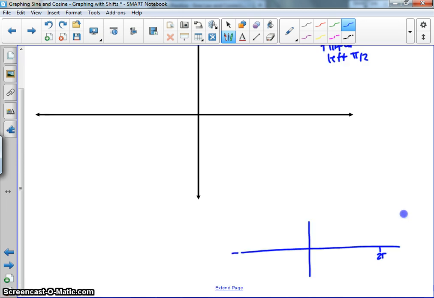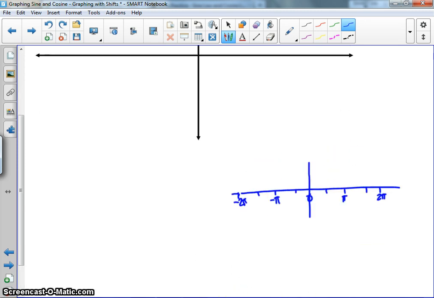And so when I go find my new points, I'm going to put 2 pi out here, pi dashes 0, negative 2 pi dashes negative pi. Alright, and so then I'm going to go left pi over 2, so that means I'm going to subtract pi over 2 from each one of these. So I'm going to write that, subtract pi over 2 from each of these.